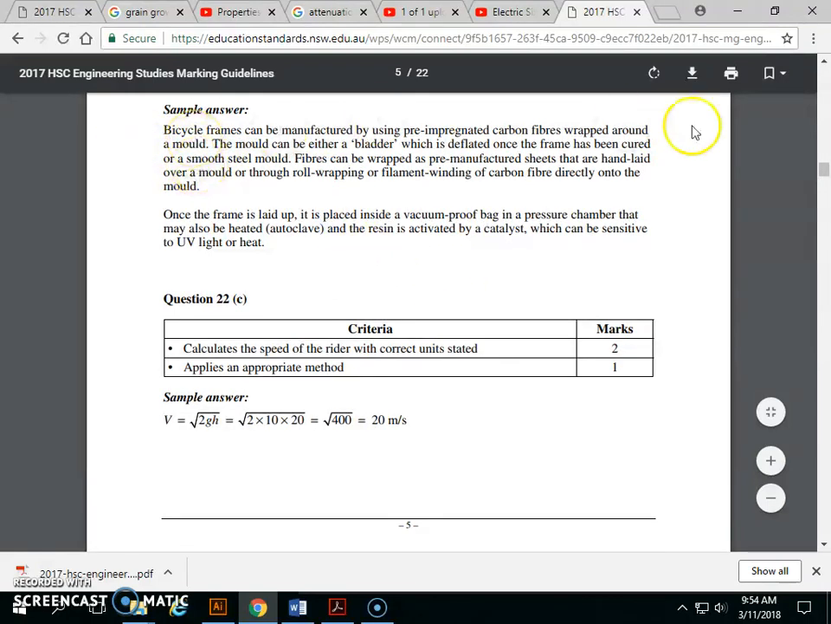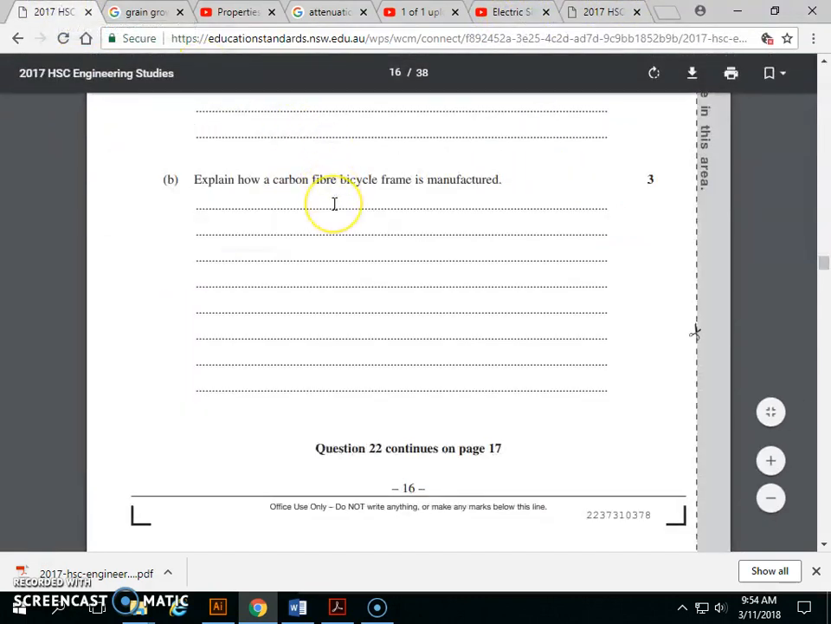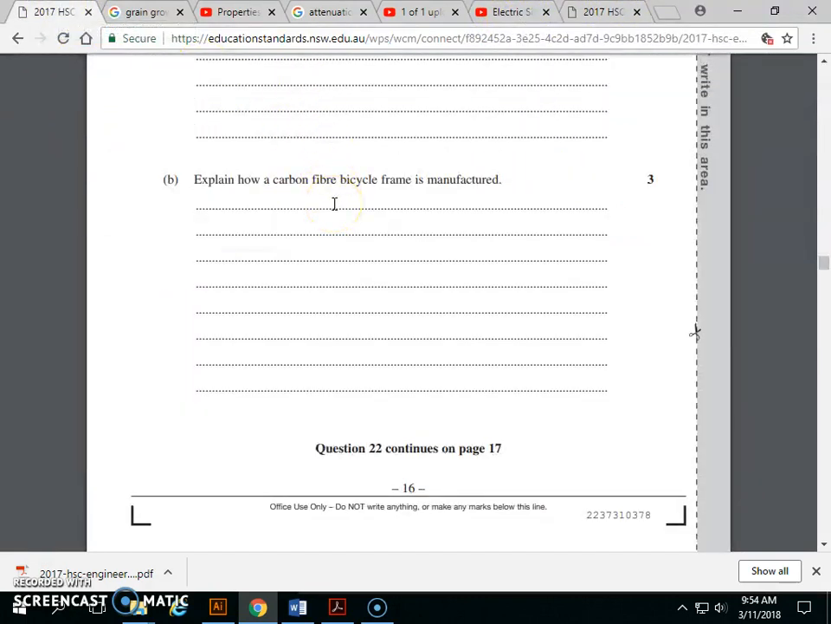Okay, bicycle frames. Okay, this is a long answer, right? You're not going to write that many words in here. What you're going to say is that the carbon fiber is put in a bag with a fixing or an additive material.